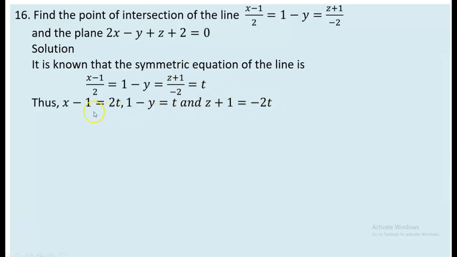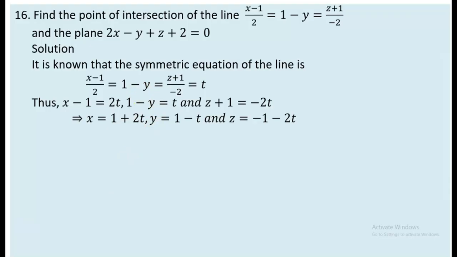Now, students, let's write these three in terms of x, y, z. In doing so, we can obtain this. Minus 1 can move to the right, x equals 1 plus 2t. Here move minus y to the right and bring t to the left, y equals 1 minus t. And move this one to the right, z equals minus 1 minus 2t. Now students, like you have been told, the line intersects the plane at one point. At the point of intersection, the point must satisfy not only the line, but also the plane, because it is a common point, an intersection point.